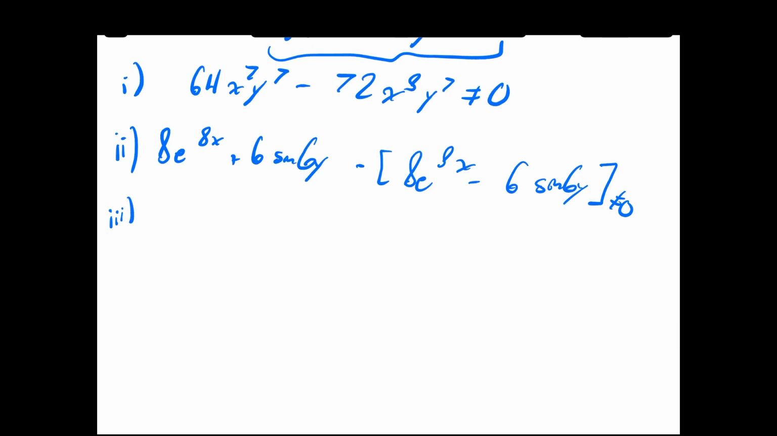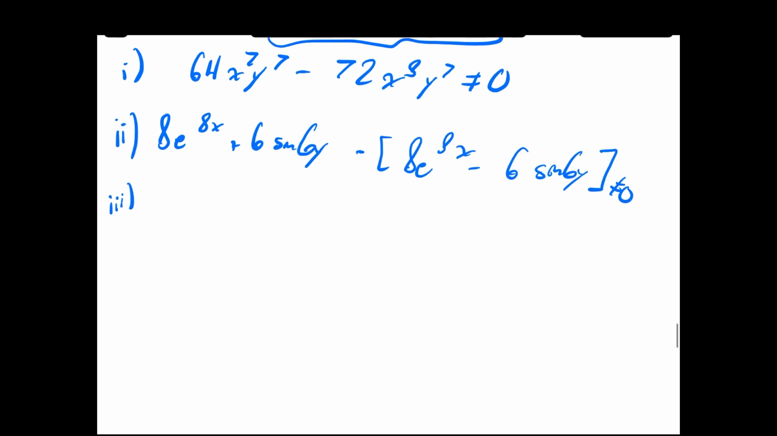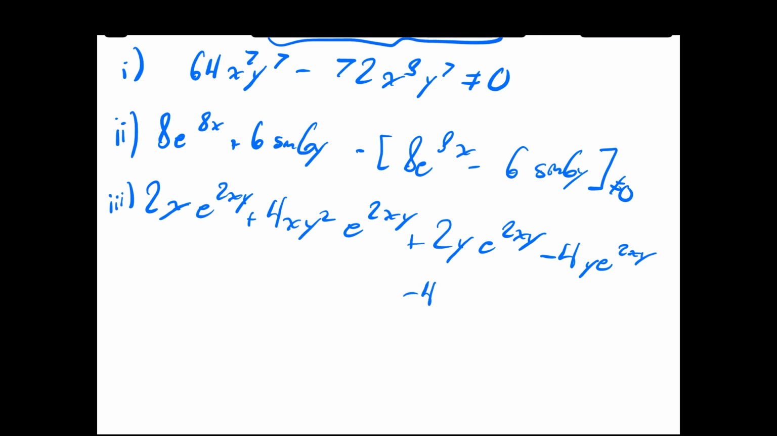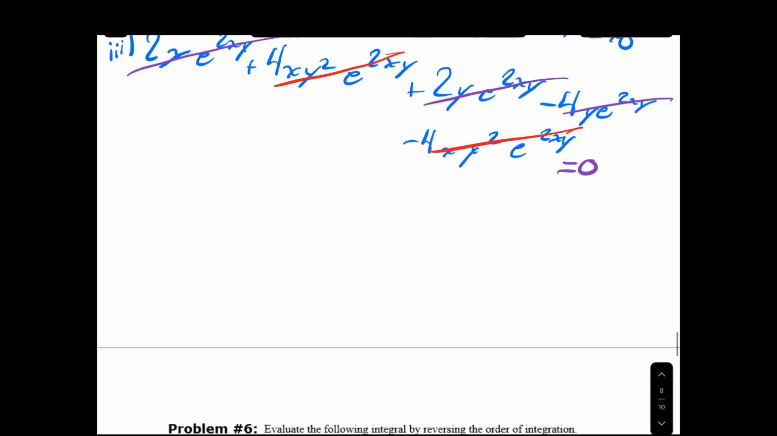And so finally, the last one after being calculated, it's quite long, but after you expand everything out, it's 2y e to the 2xy plus 4xy squared e to the 2xy plus 2y e to the 2xy minus 4y e to the 2xy minus 4xy squared e to the 2xy. So we see that these two cancel, and when you add these two up, it'll also cancel with that. So this one does equal 0, and so it's just the final one, which was D in my case.